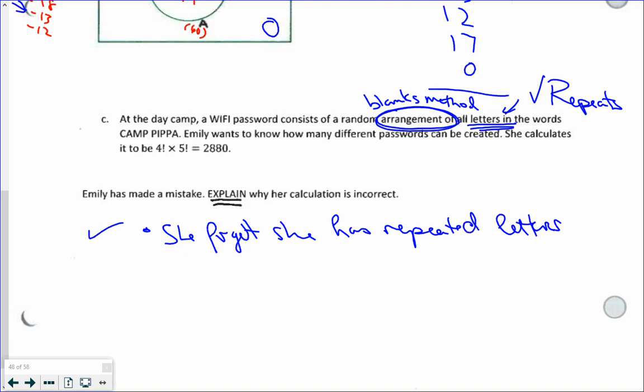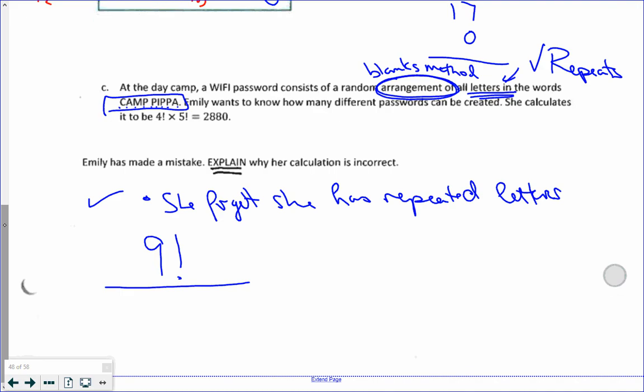The other way you could do it is you could literally just do the question. So I have 1, 2, 3, 4, 5, 6, 7, 8, 9 letters. So that's 9 factorial over the repeats. I've got 2 A's and 4 P's. Insert your brackets and plug it in. So by showing the correct, that would be another way to explain. Up to you.